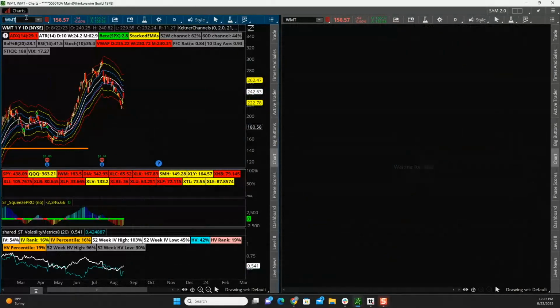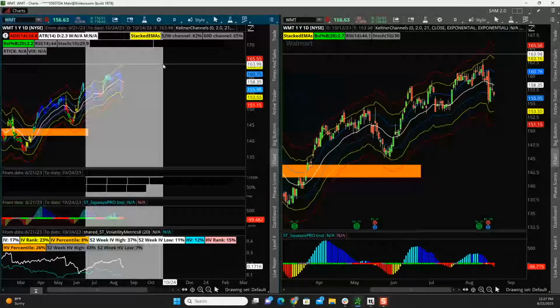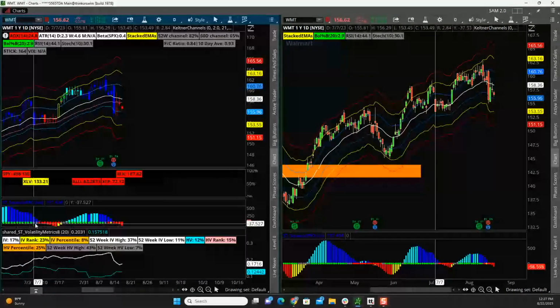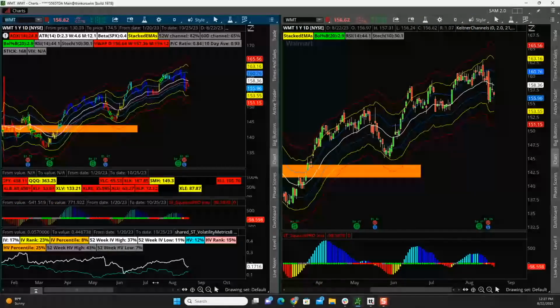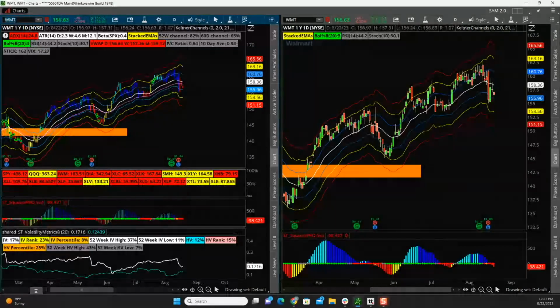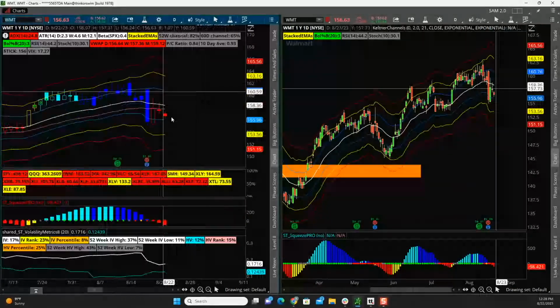In terms of the squeeze, if it has black dots, red dots, and sometimes an orange dot, it means it's in a squeeze. So what is a squeeze? It's when price and volatility compress so tight that price is going to have to expand. In this case, I'm actually short Walmart.